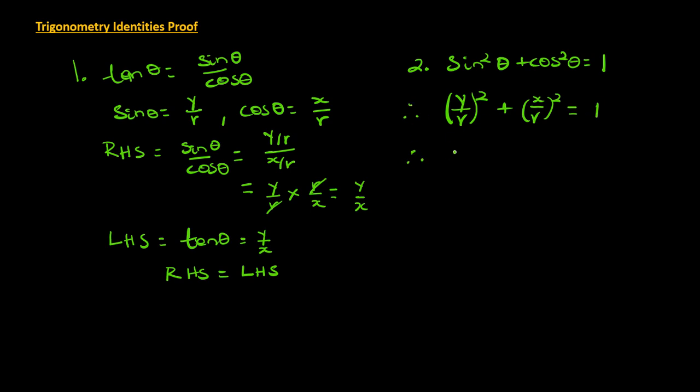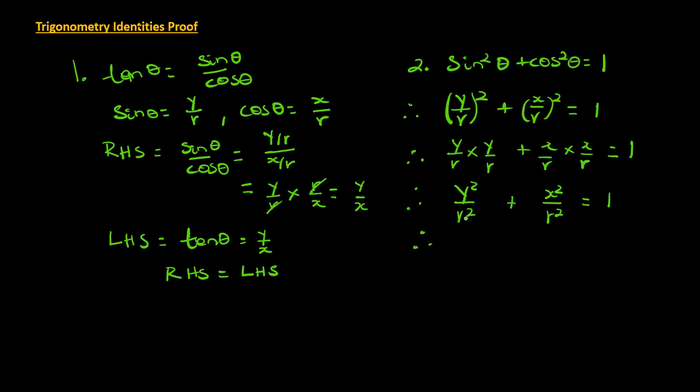So therefore, what is the square of a fraction? Well, it's y over r multiplied by another y over r, and we add x over r multiplied by x over r, and we're saying this is equal to 1. When we multiply fractions, we multiply the numerator by the numerator and the denominator by the denominator. So we have y squared over r squared added to x squared divided by r squared, and we're saying this is 1.